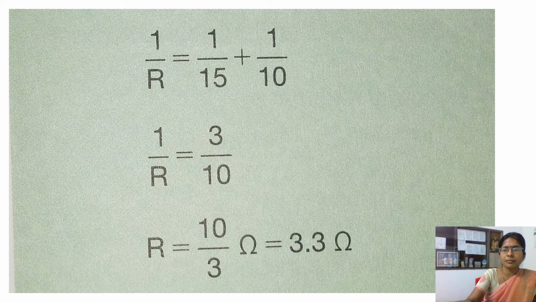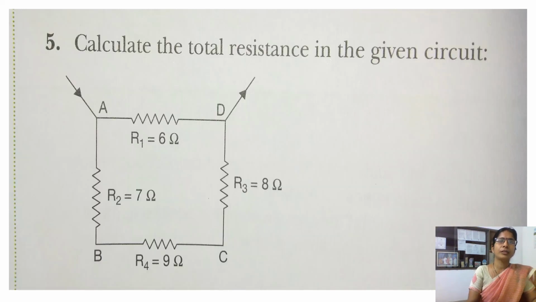Okay, let's see the last question in this. Calculate the total resistance in the given circuit. So here the circuit which is given has 4 resistors, R1, R2, R3 and R4, and you need to find out the total resistance for the given circuit. The values of each resistance are given, and when you are calculating the total resistance, you have to observe the type of combination in which they are connected.